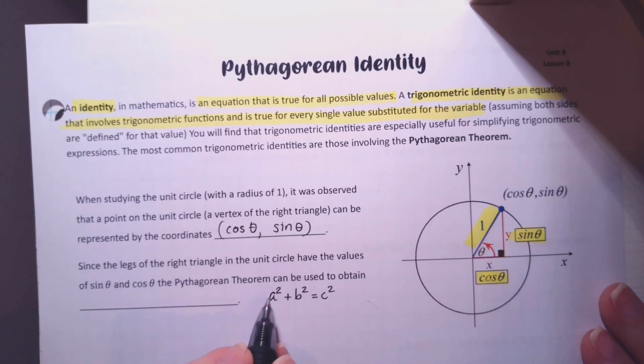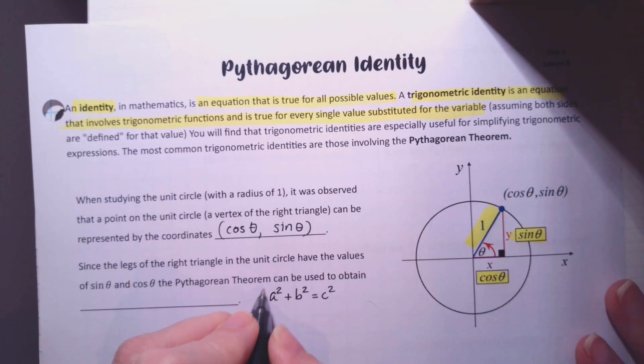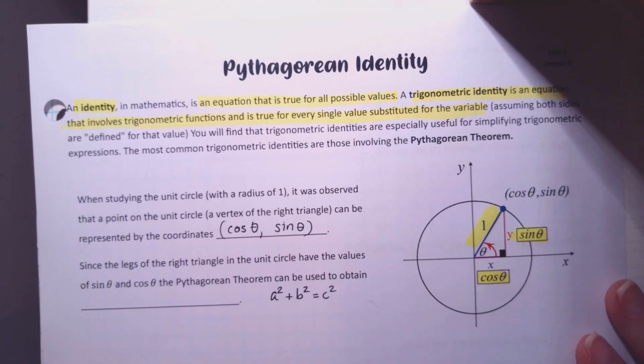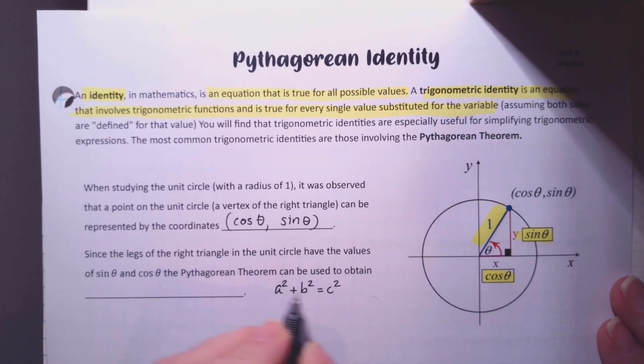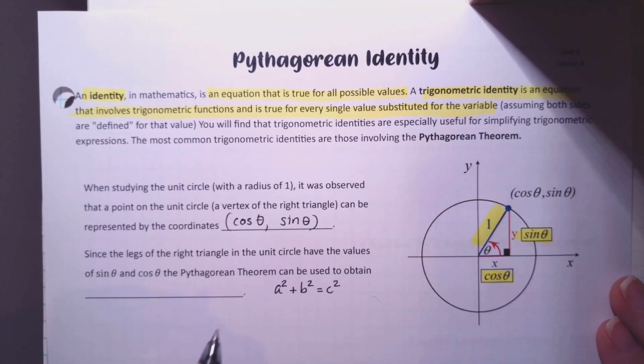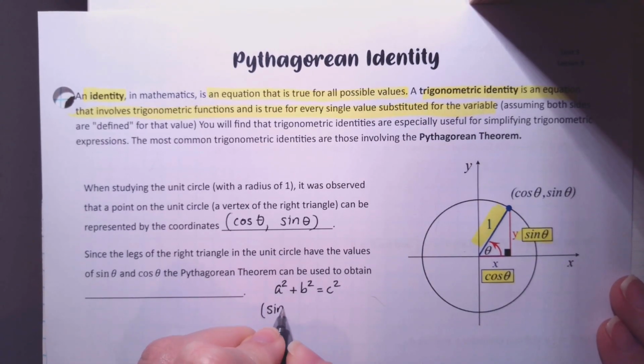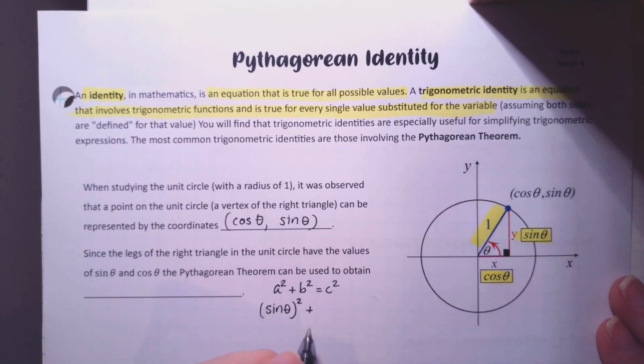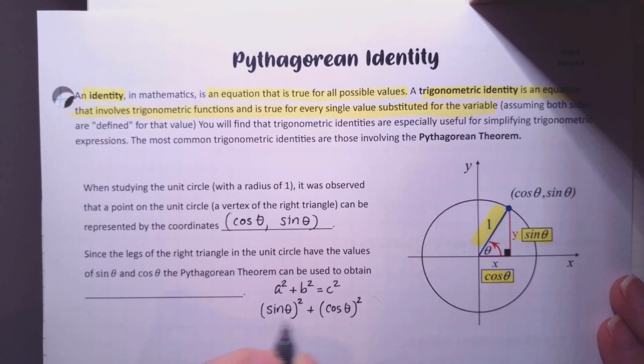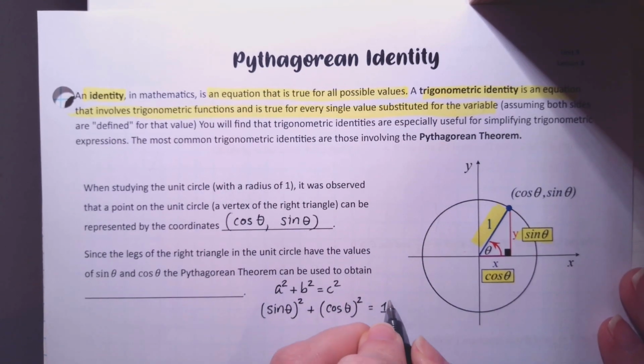So if I substitute those values into here, I'm going to show you kind of a weird way to write it first, and then I'll show you the proper way to write it. In place of a, we can put either the cosine or the sine. I'm going to say sine theta squared. And then in place of the smaller leg, I'm going to put the cosine. Remember, these two can technically be interchanged for the legs. Equals c squared, which for this, since the hypotenuse, the radius, is 1, we'll say 1 squared.